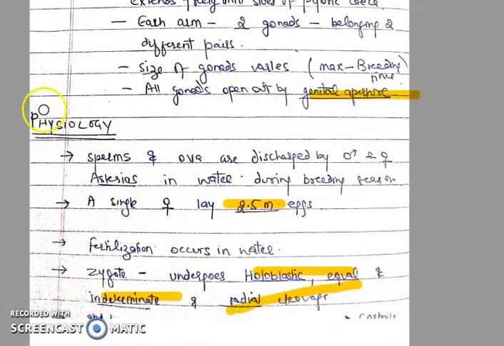Now we will start with the life history. So the male starfish releases sperms in water and the female starfish releases ova in water, and sperm and ova get fertilized in water. That is why external fertilization is seen in starfish. The female lays about 2.5 million eggs, and many more sperms than this number are released from the male starfish.